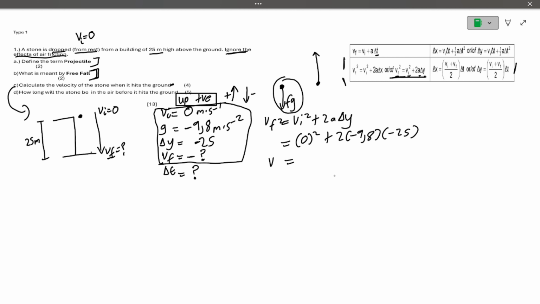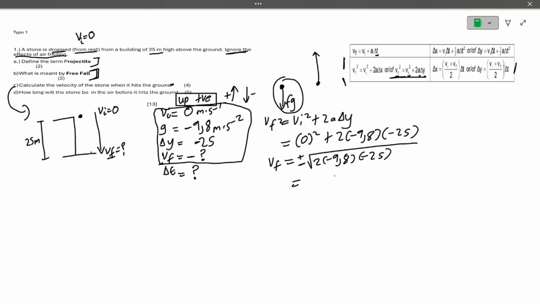I usually don't like to round my answer before getting to the final answer, so let's just do it like this. When you do a square root, the inverse of a square, you put a plus or minus. And then you have 25. And then let me press the calculator to see what we get.